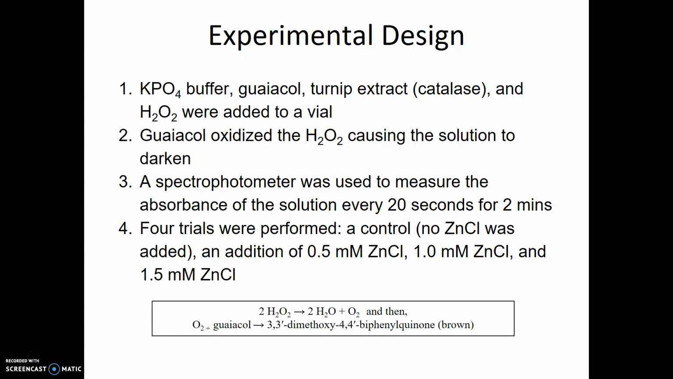Each treatment had a total of 3 trials, and each trial recorded the absorbance every 20 seconds for 2 minutes. Once all trials and treatments were completed, the average absorbance for every 20 seconds for each treatment was calculated and recorded in a table. This is also represented on the upcoming graph.